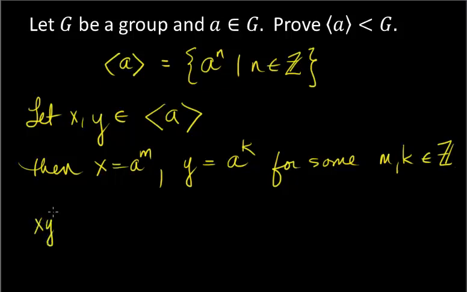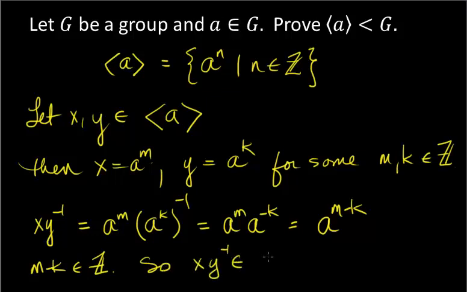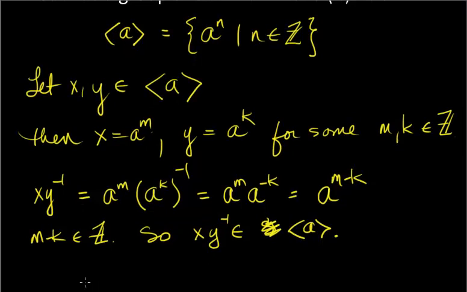So let's write XY inverse. And again, we can speak about Y inverse because we know that it's in G. So XY inverse is equal to A to the M times A to the K inverse. We proved in the last class that this is A to the M, A to the minus K, which is A to the M plus minus K, so we know that's M minus K. M minus K is an integer, so XY inverse is in the cyclic subset generated by A, and we can conclude that it is a subgroup. So we can say, therefore, the cyclic subset generated by A is indeed a subgroup of G by the subgroup criterion test.